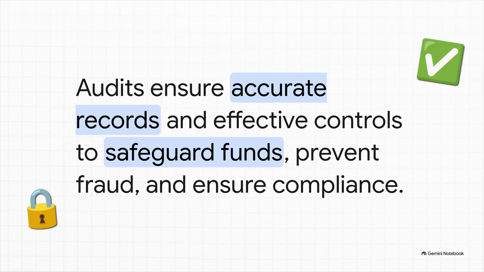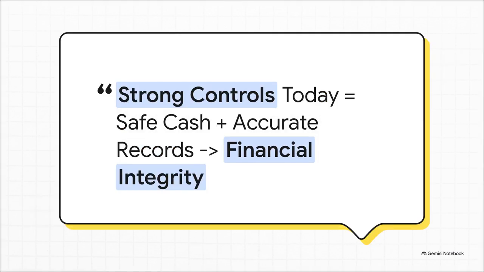Cash and Bank Audit ensures that cash and bank balances are accurate, transactions are authorized and properly recorded, and internal controls are effective to safeguard the organization's funds. It helps prevent fraud, ensure compliance, and strengthen financial discipline. It all boils down to this profound equation. Remember, strong controls today equals safe cash in banks, plus accurate records, plus compliance. Together, that leads directly to financial integrity and trust.